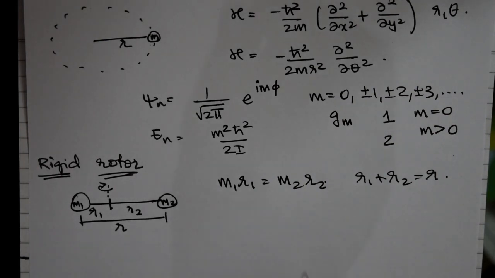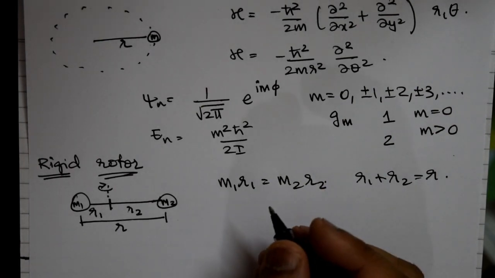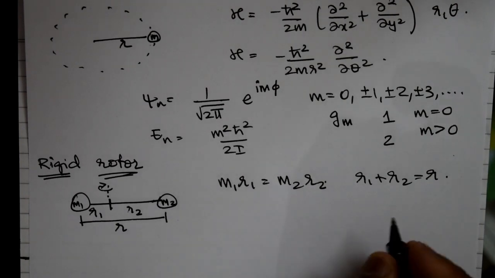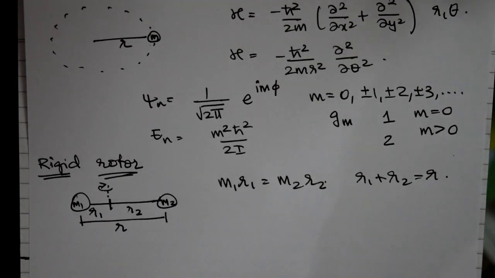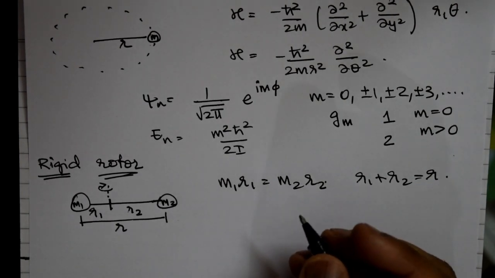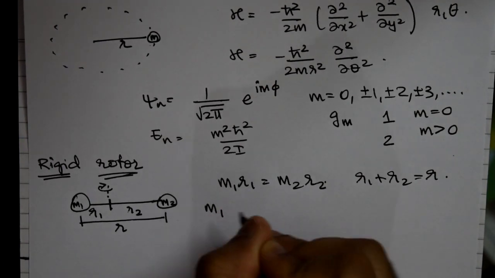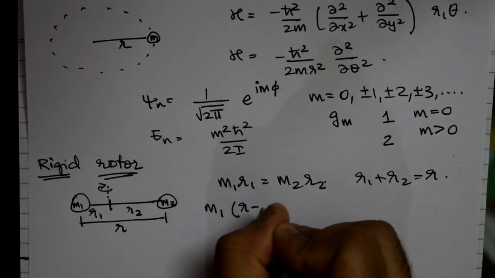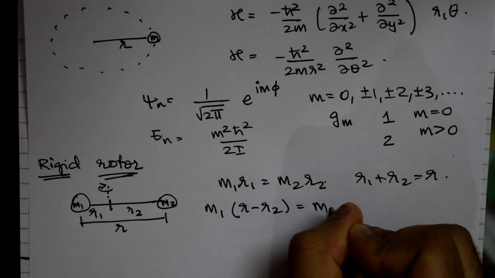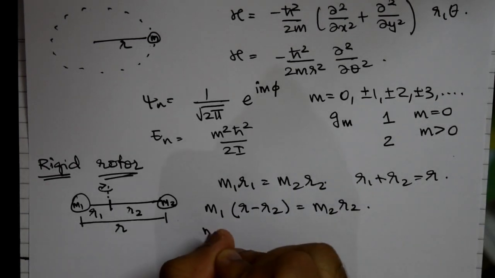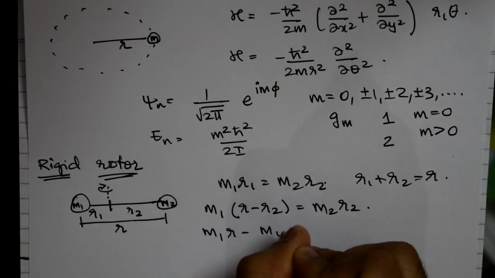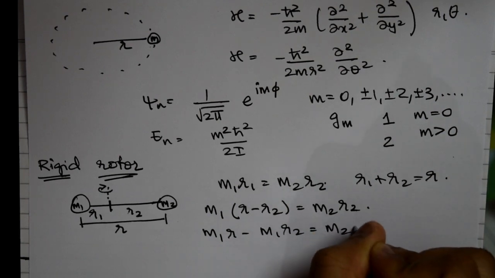Now, the next thing we would like to deduce is how R1 and R2 are related to R. The way we do this is that we can substitute M1 times R minus R2 equals M2 R2. Then M1 R minus M1 R2 equals M2 R2.